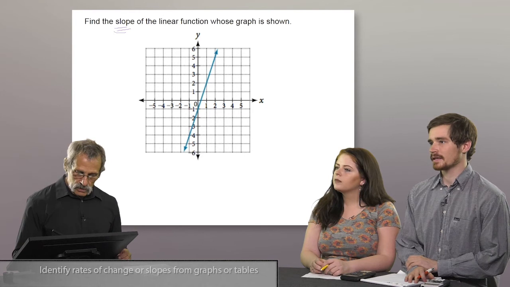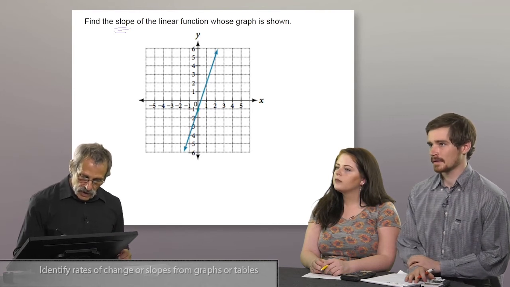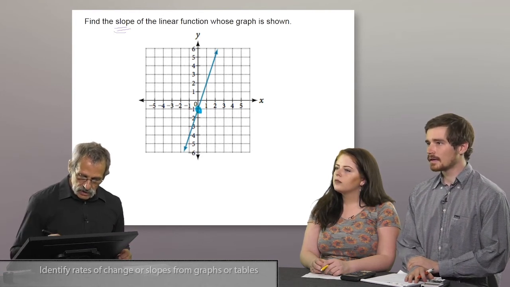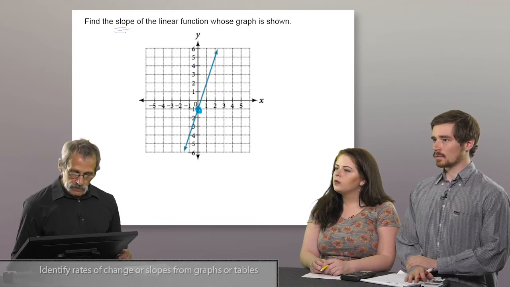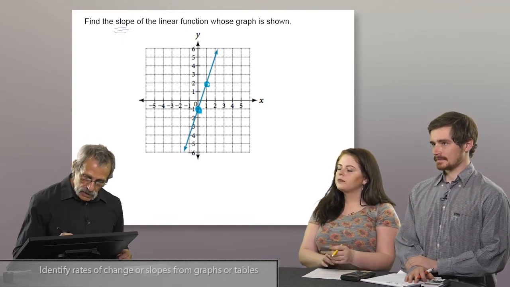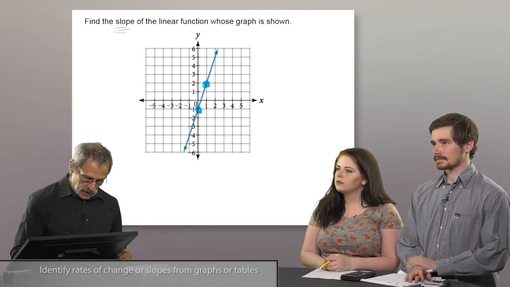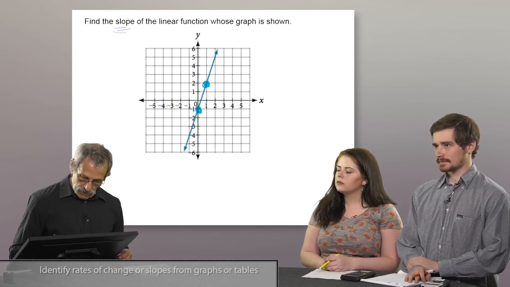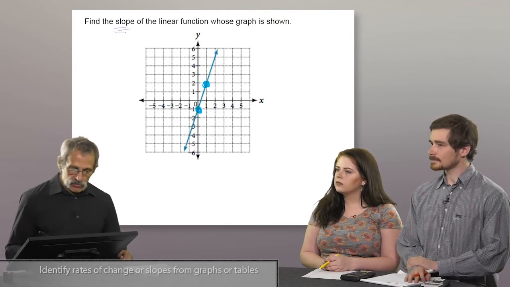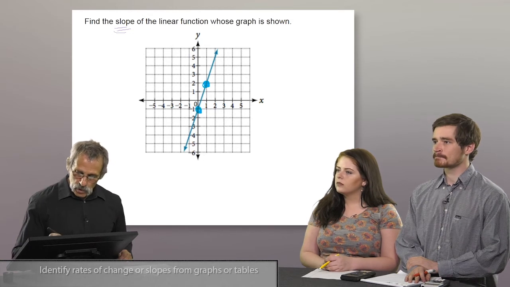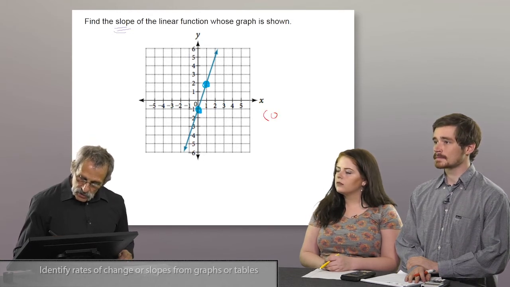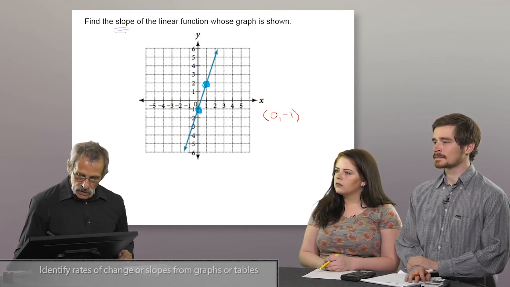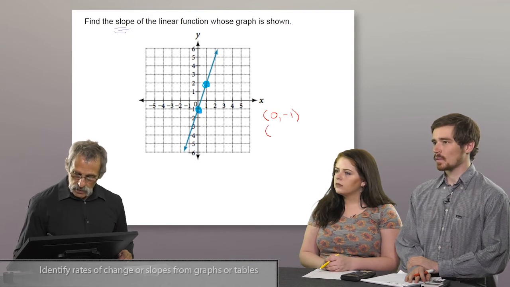Absolutely. I see 0, negative 1. Let me put a big old dot there. And a second point: 1, 2. Beautiful job. I'm going to switch over to pen mode and grab a color that stands out. I'm going to write in those coordinates: 0, negative 1, and 1, 2.